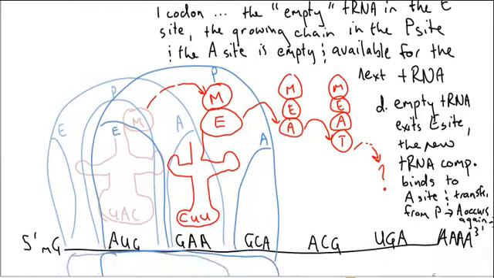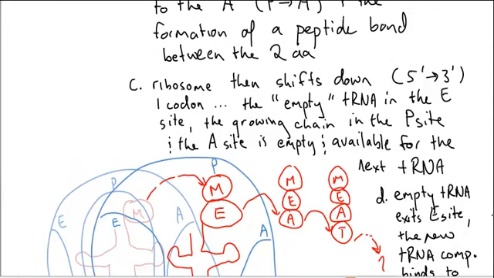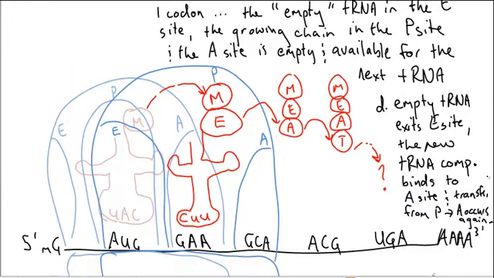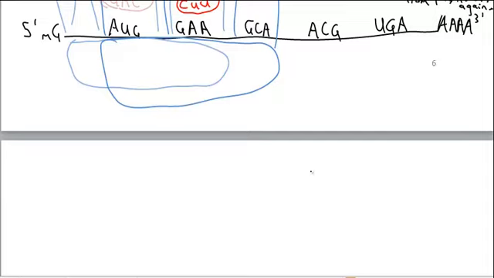But essentially, this is a cycle, and we're going to keep repeating. We transfer, everything slides, the empty one leaves, a new one comes in, transfer, everything slides, the empty one leaves, a new one comes in, and so on, until we get to the stop codon. So I'm just going to stop this here, and we have one more step to finish off the process. If you have any questions, you can definitely come see me in class or watch the attached videos.